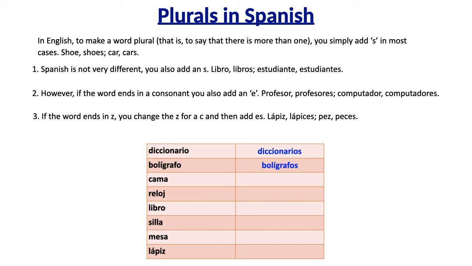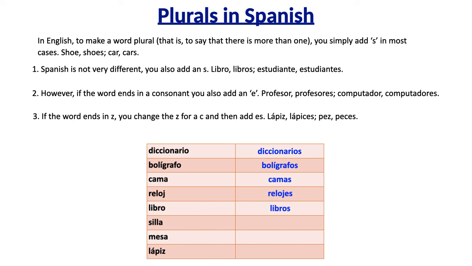How about cama? That one we haven't studied, right? Cama means a bed. It ends in an A. That's a vowel as well. Camas. How about reloj? That means clock, right? Reloj. Is J a vowel? No, it's not. So what do I add? I add ES. Relojes.